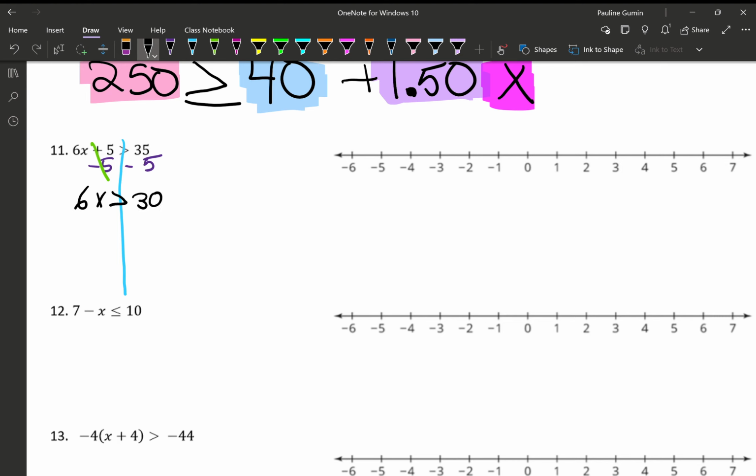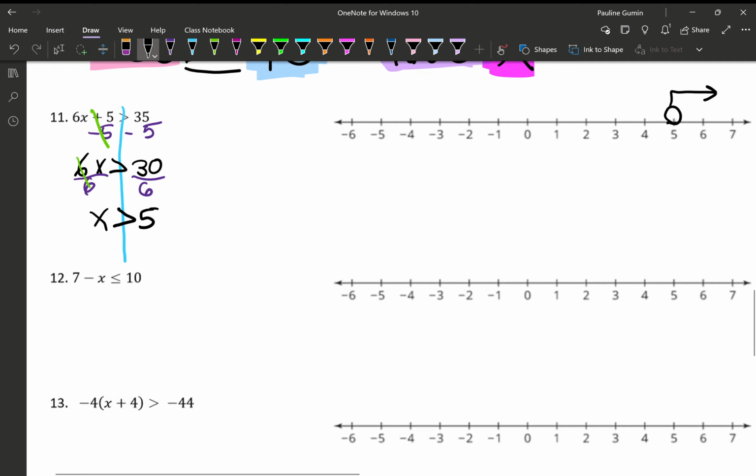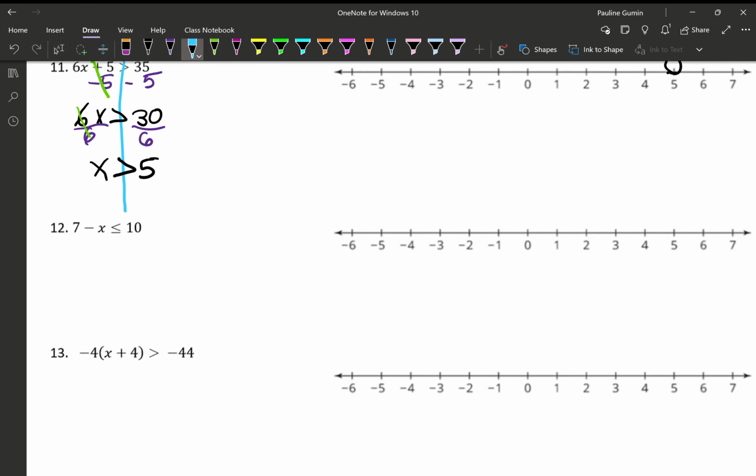They cancel on the left-hand side, and all I have remaining is 6x. On the right side, 35 minus 5 is 30. All I did was subtract, so my symbol doesn't change. I'm going to finish this problem by dividing both sides by 6. Now the 6 that I'm dividing by is positive, so my symbol stays the same. X is greater than 5. Positive 5 gets an open circle on it. Greater than means to the right, arrow to the right. Now I know it's greater than because the inequality symbol has its mouth open to x, so that means x is bigger.